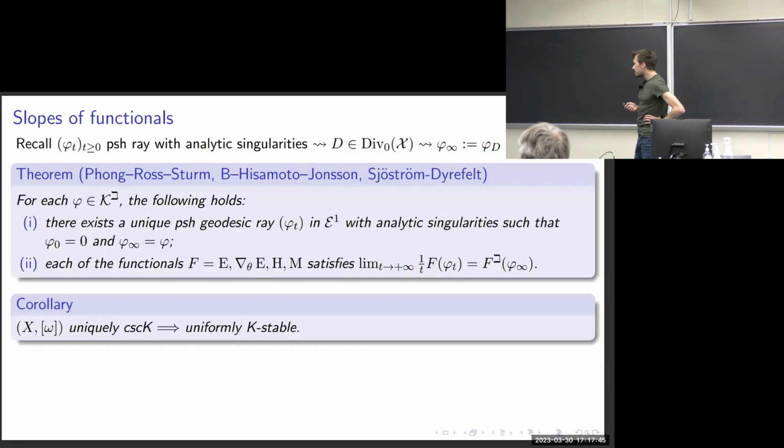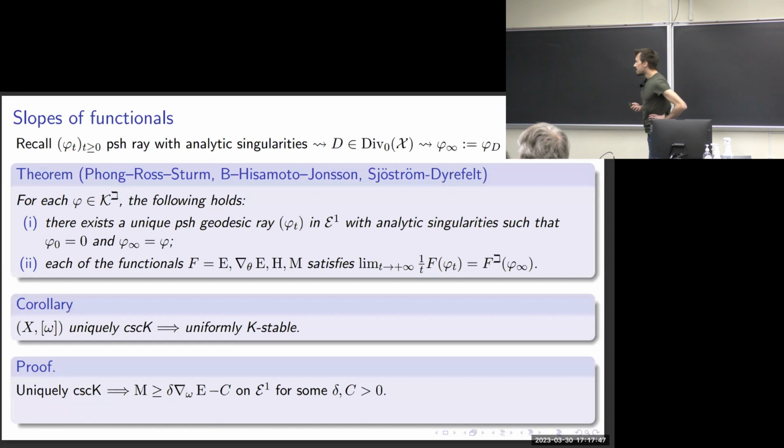Okay, so let me come back to my proof. So you assume that you have this unique cscK condition. And we saw yesterday that this implies, and in fact is equivalent to, the coercivity of the K-energy functional M, the real one, I mean, the one on E1, on the complex side of the story. So we have an inequality like that.